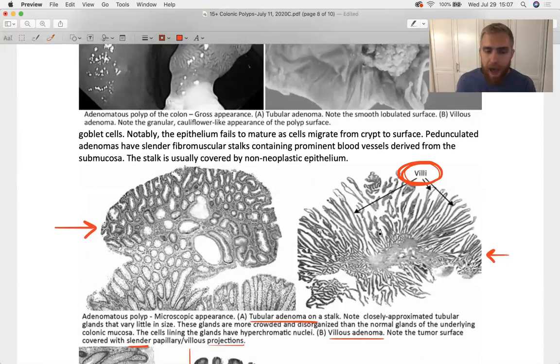So take that into account and just apply it. You don't have to sit and look at 10 practice images of is this a tubular? Is this a villus? Is this a tubulovillus? No, just think about it and you're going to know the answer.